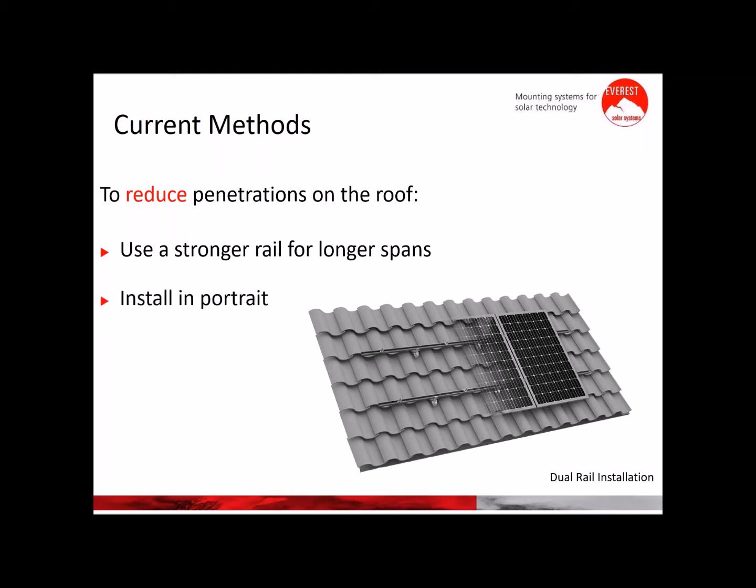Another method for reducing attachments is installing the modules in portrait. Installing modules in portrait orientation is a common practice as it greatly reduces material cost. However, there are instances where installing in landscape is a necessity. So this brings us to our final method for reducing penetrations, and that is using a shear rail system, which I will discuss in the following slides.